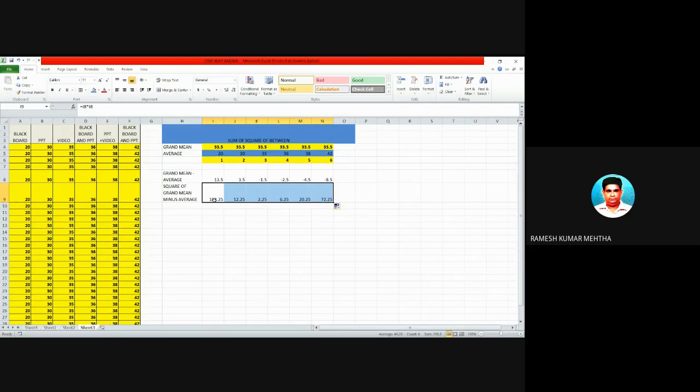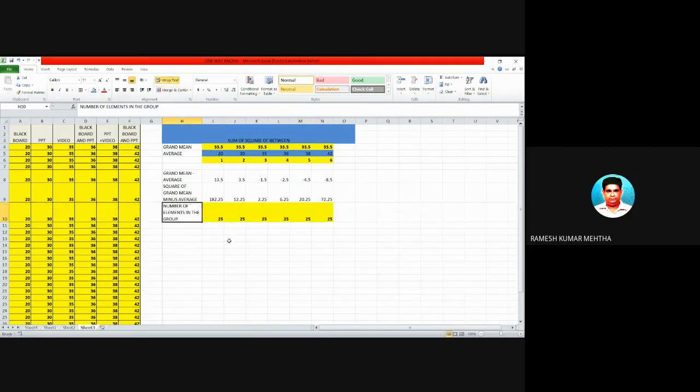So multiply this one with the number of elements in the group. If you remember, in each group there are 25 students. Hope you remember that one. So I have tried it.